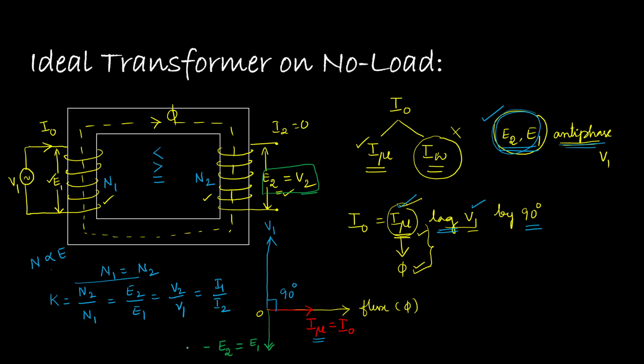And one more point, I need to represent V2 also. Here it is already represented as E2. E2 is equal to V2, because there is no resistance in the winding and no current on the secondary side, so there won't be any drops. So E2 is simply equal to V2, and you may equate it here with V2 also. This is how you need to understand the ideal transformer on no load, and this is the corresponding phasor diagram. I hope you understand.